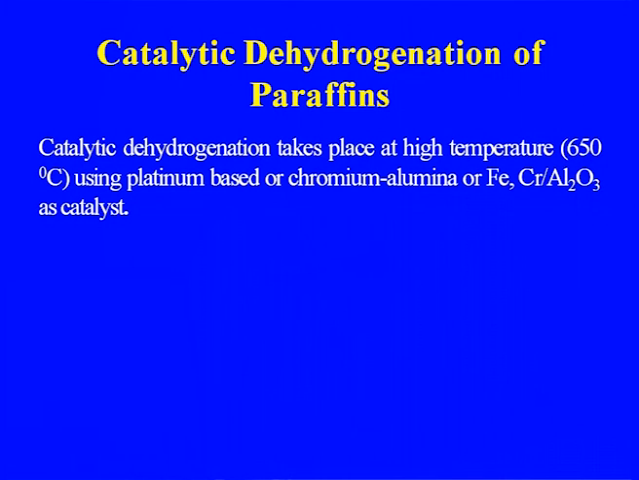This is the same catalytic dehydrogenation. The catalytic dehydrogenation of the paraffin takes place at high temperature, using a platinum-based, or chromium alumina, or Fe chromium alumina catalyst. So, various combinations are there.